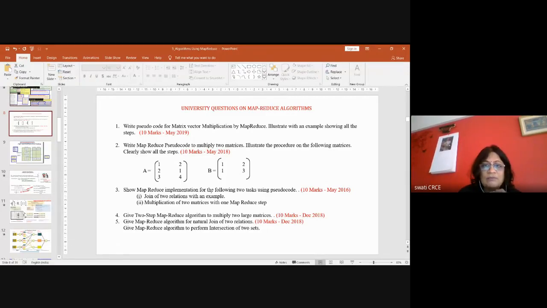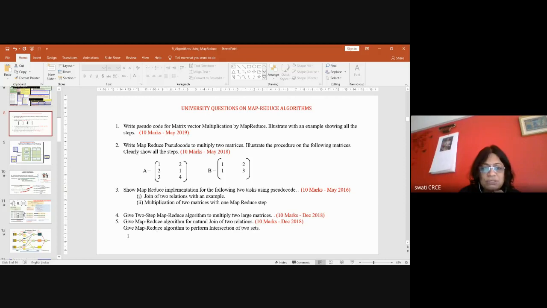For this MapReduce relational algebra, only these questions are always asked. MapReduce implementation of join of two relations with an example. You have to give one real-world example and explain how to join two different tables. Relation means the table, a database table, and you explain how to join two tables using one example. This is asked for 10 marks; this particular topic is for 5 marks.